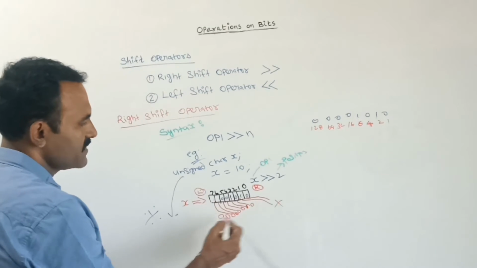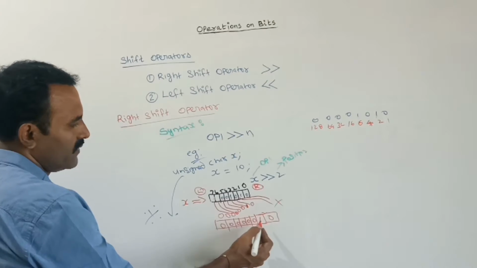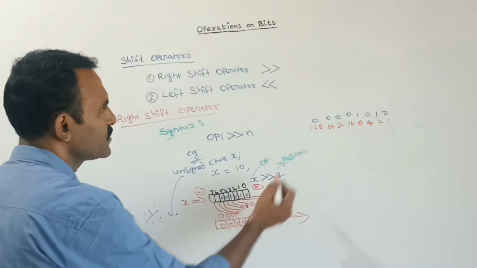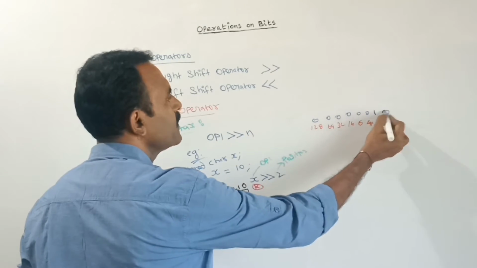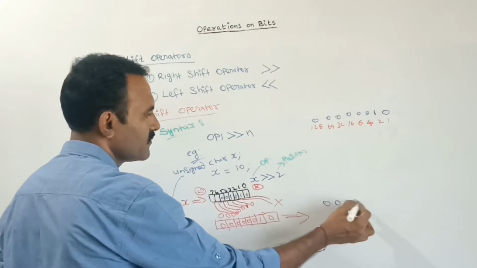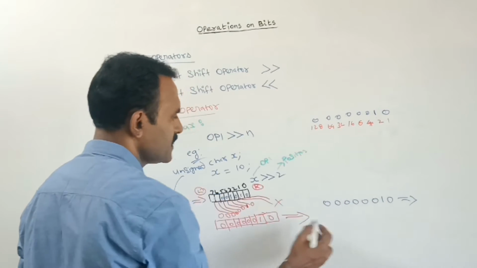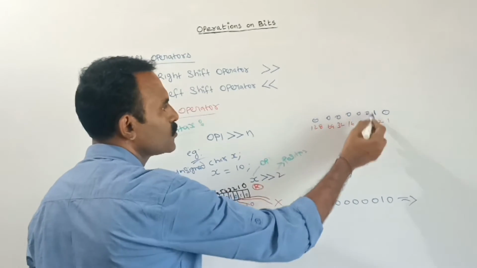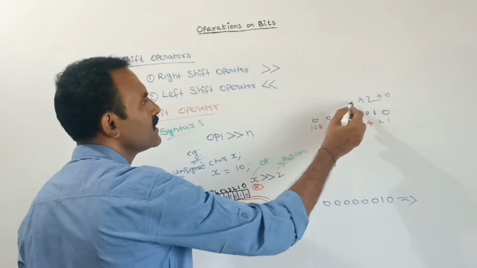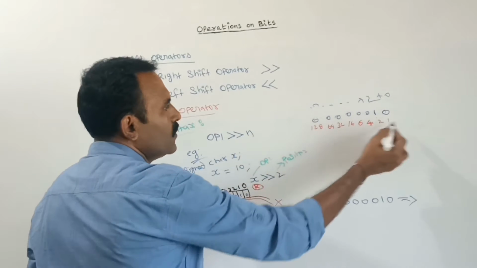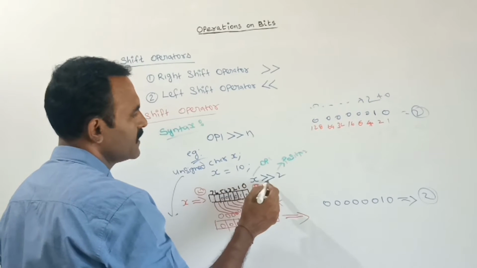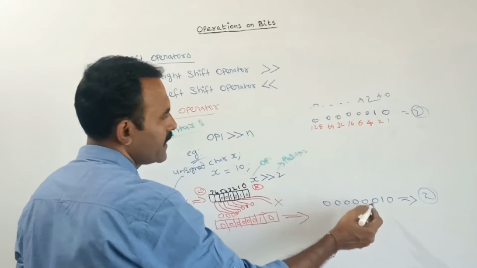So now what is the binary value? This is the answer. When we convert this into decimal, what is the answer? Just apply this: the remaining bit values are all 0. So if I convert this to decimal, the answer is 2, because 1 into 2 is 2, plus 0, plus everything else is 0. So the answer is 2. If I right shift 10 with 2, then the answer is 2.